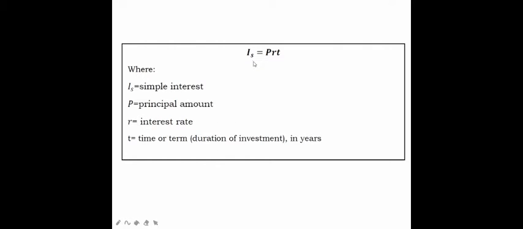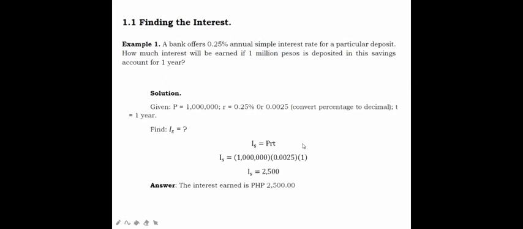I sub s is equal to P times R times T, where I sub s is our simple interest, the capital letter P is our principal amount, the R is our interest rate, and the T is the time or term or duration of investment in years.